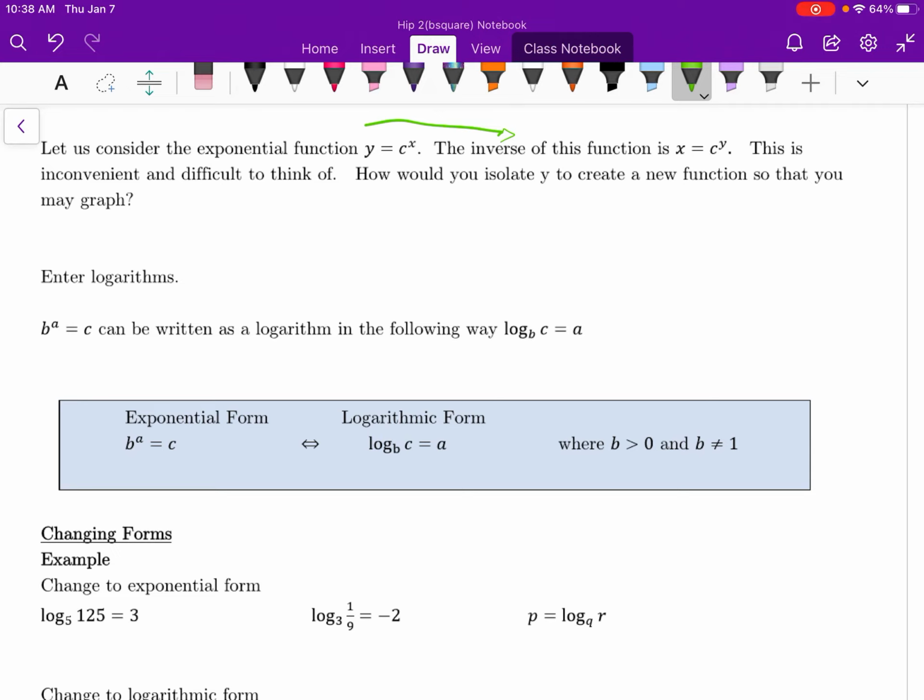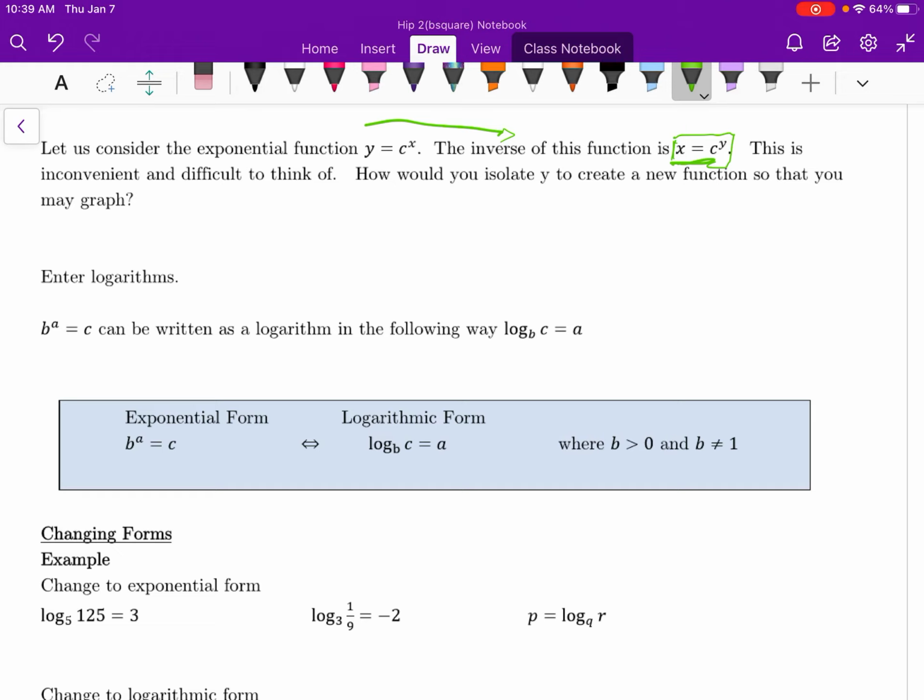Really, an inverse function, what does it do? It just simply switches around the x's and y's. That's one theme of them anyways. So to think of it in this way, it is very difficult. So how would you isolate y? Now, I'm going to challenge you, isolate y to one side. You would have to create a new function to do that, right?